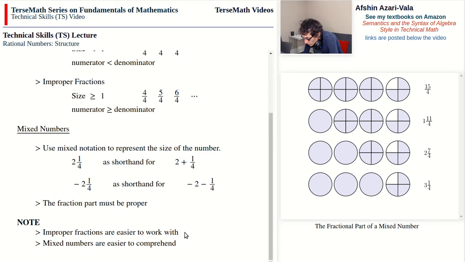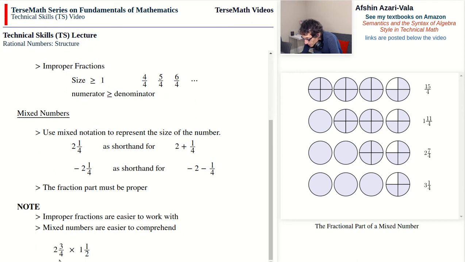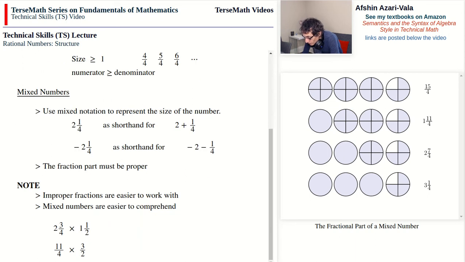So in order to put each of these to use, we draw on their advantages. For improper fractions, because they are easier to work with, we use them when we do calculations. So if a problem begins with mixed numbers, such as this problem, 2 and 3 quarters multiplied by 1.5, we would prefer to convert them to improper fractions, because again, improper fractions are much easier to multiply. And I'll show you how you convert them to improper fractions.